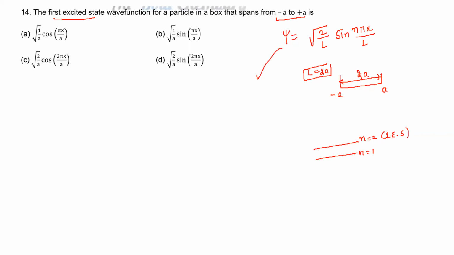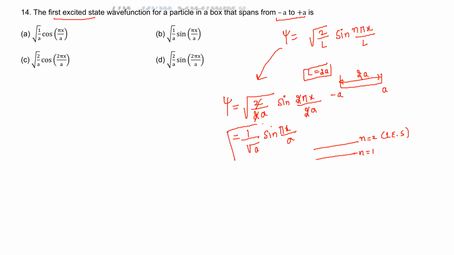So students, in this wave function, we will use the length equals to 2a, sine n is 2 pi x over L, again 2a. So 2 will be cancelled out and you will be left with this expression 1 over √a sine pi x over a. Okay, so we can check our options, which option is correct according to our answer. So option B is correct.